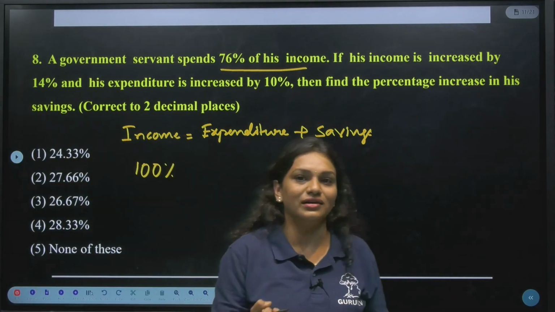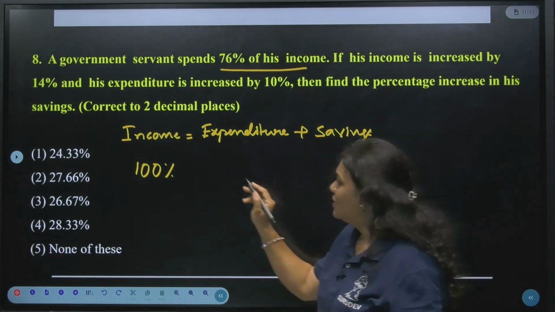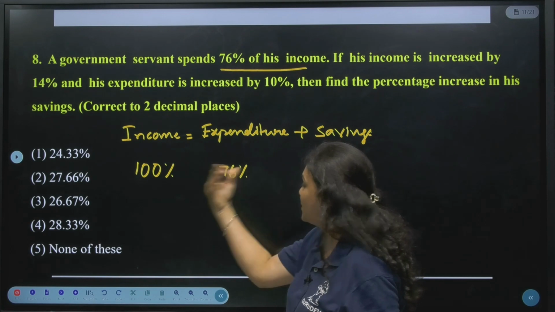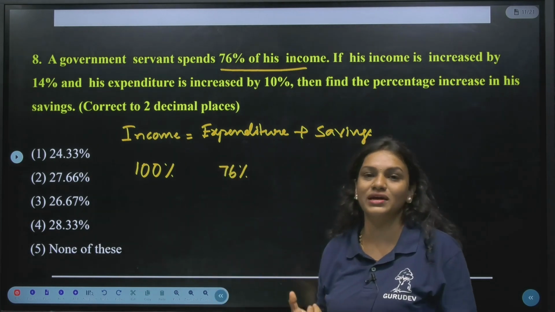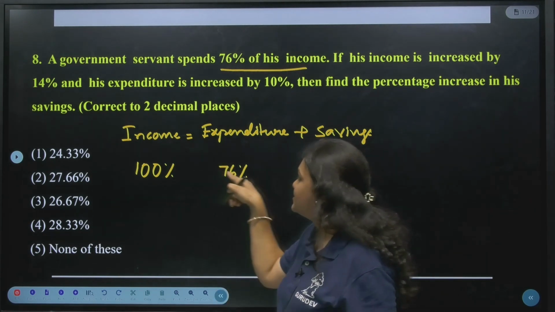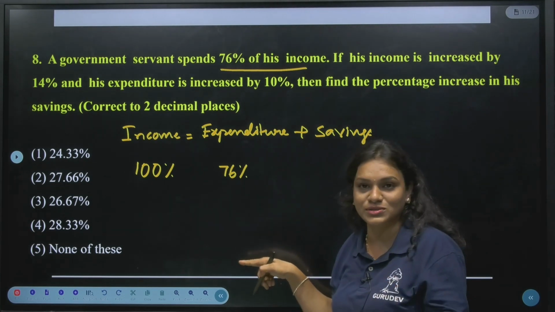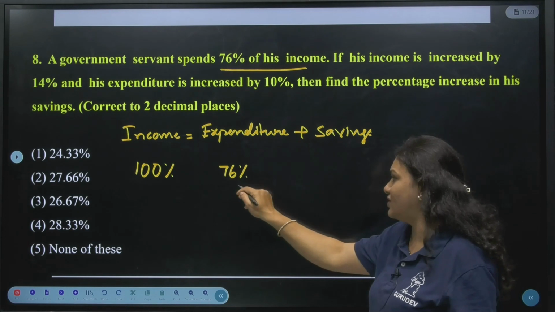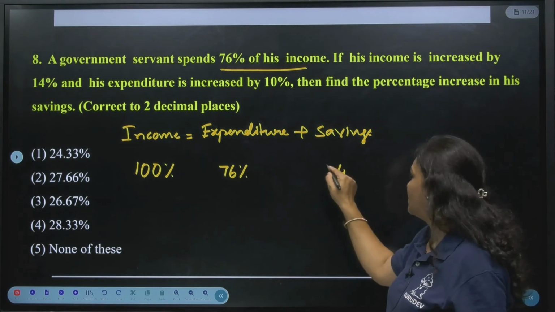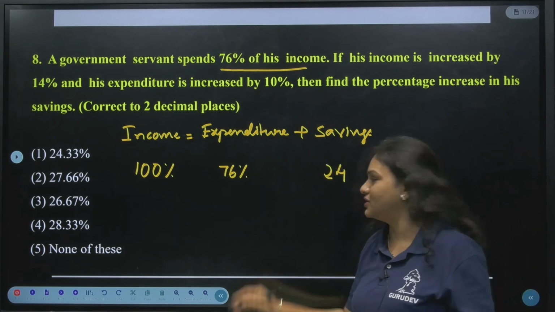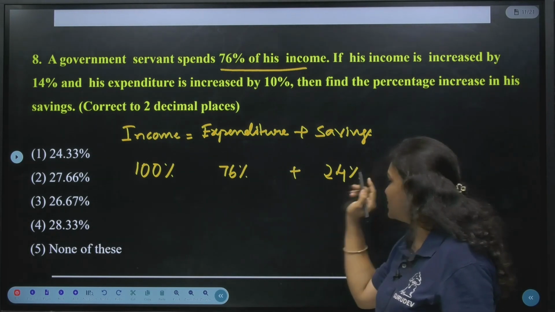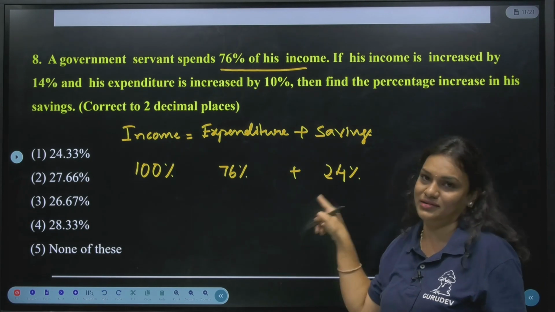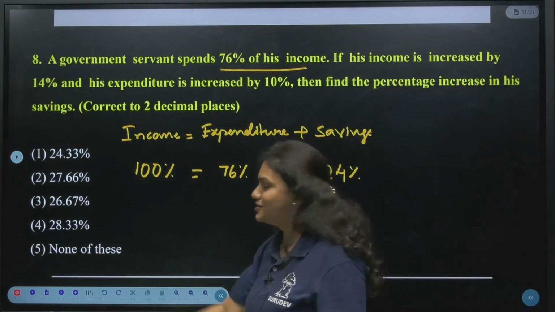If I consider the total income as 100%, out of this 100%, how much has the servant spent? 76%. Am I right? Yes. Out of 100%, 76% has been spent, so how much is left? 100 minus 76, which is 24%. Is it clear? If not, check once again: 76 plus 4 will be 80, 80 plus 20 will be 100. Is it clear? Yes.